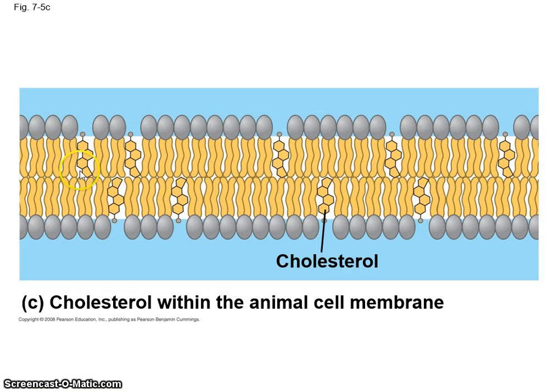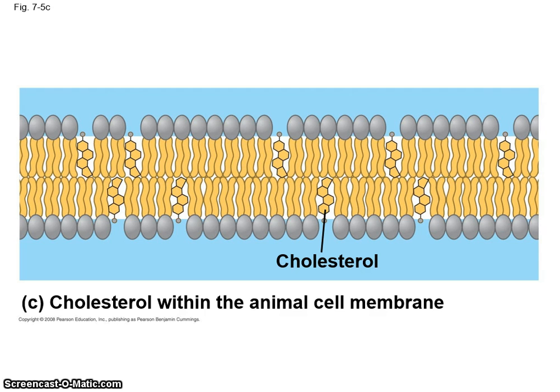When we have cholesterol kind of stuck in between the phospholipids, they are not able to pack as tightly, so they're not able to solidify in colder temperatures. So some animals that live in very, very cold environments have this almost temperature buffer when they have cholesterol in their cell membranes.